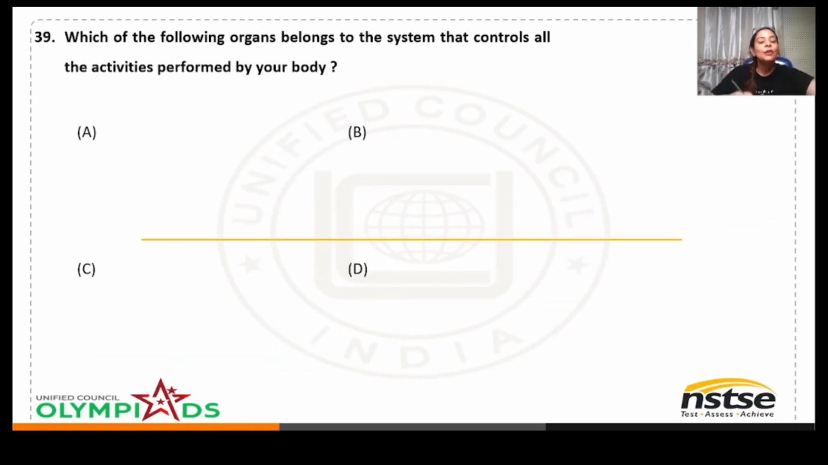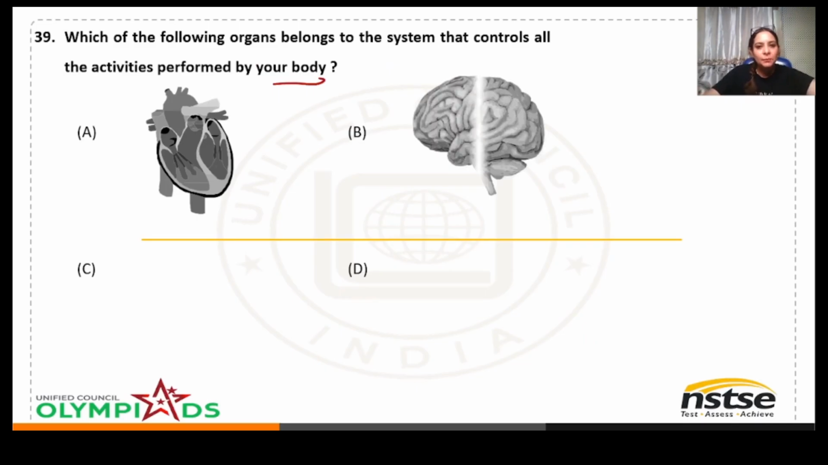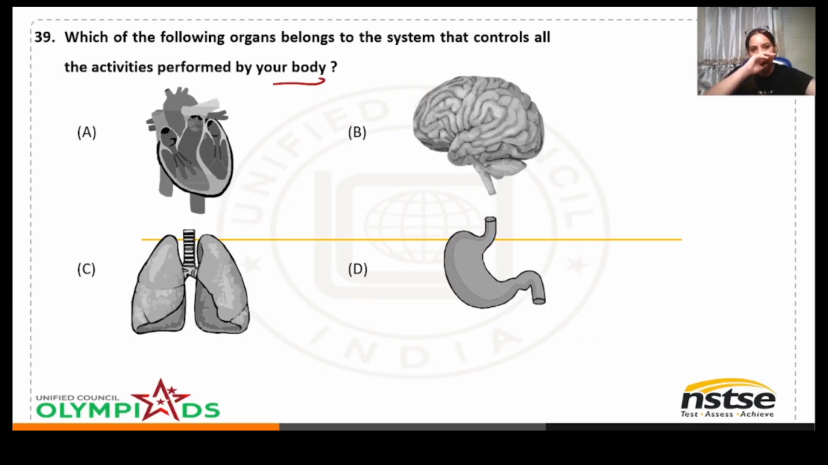Next question. Which of the following organs belongs to the system that controls all the activities performed by your body? A, B, C options, and this is D. Now the first thing when you see this kind of question is to identify the parts which are shown here.